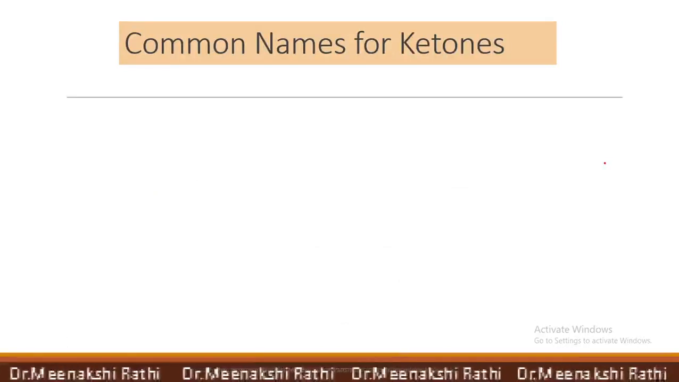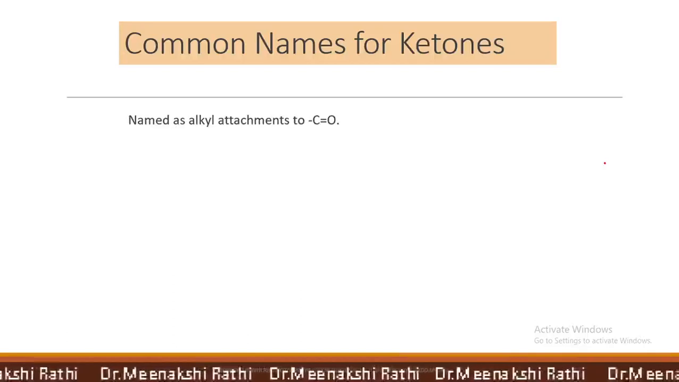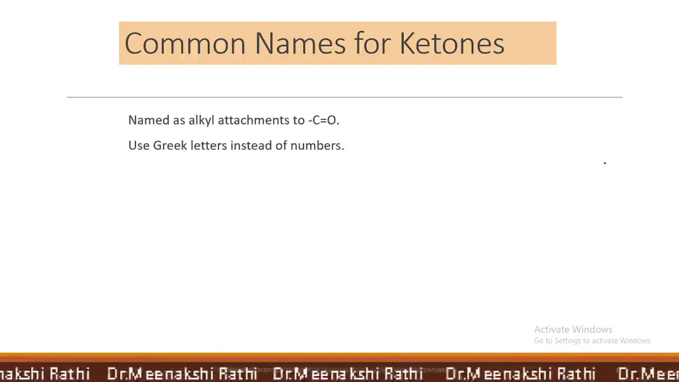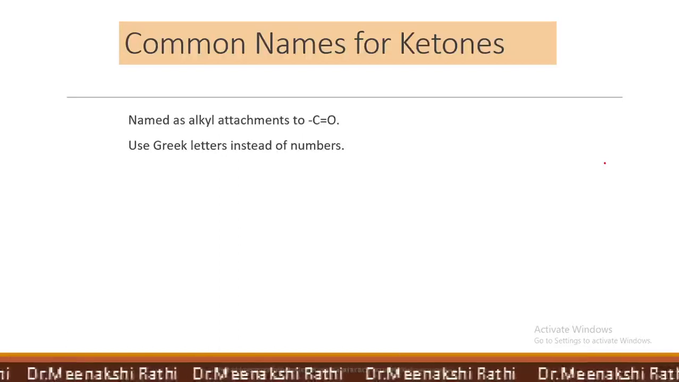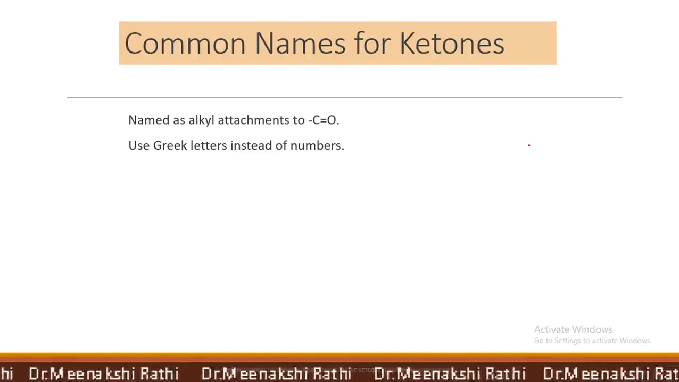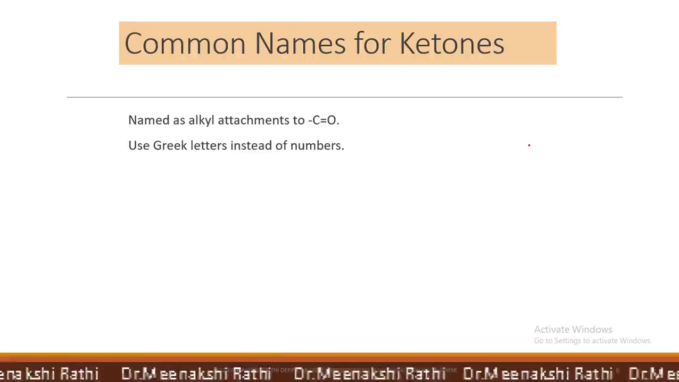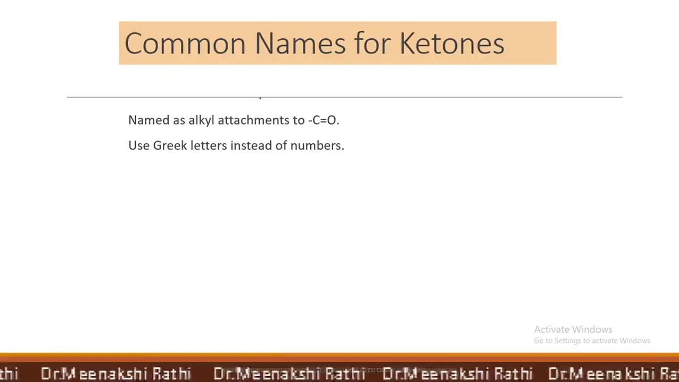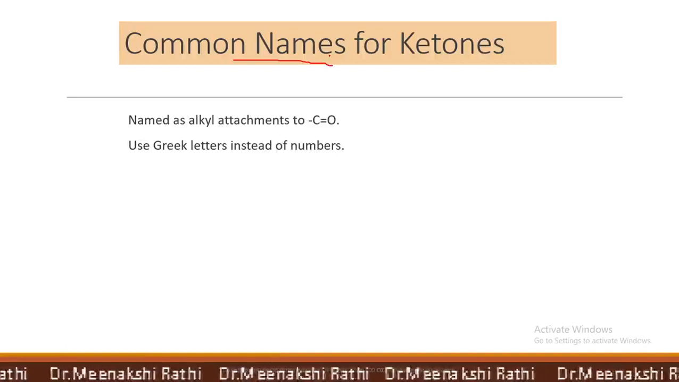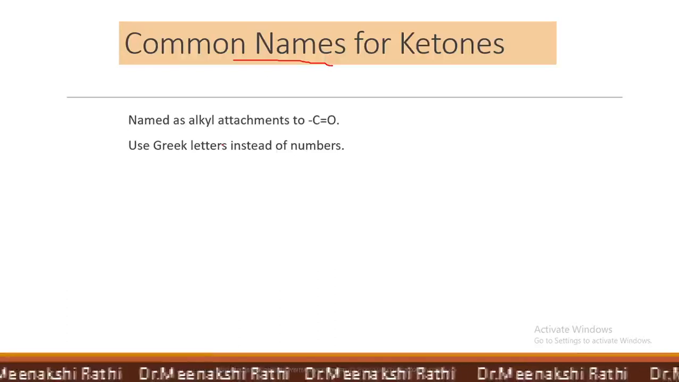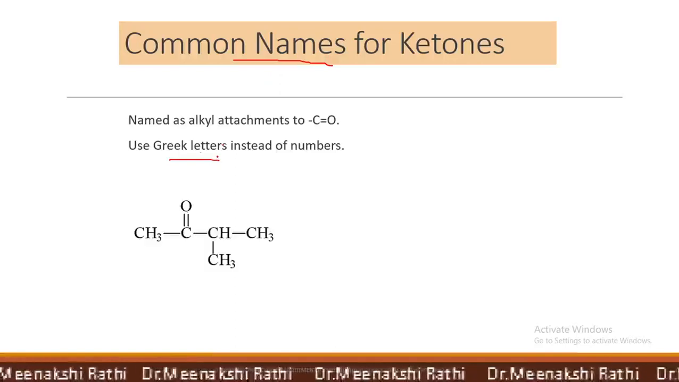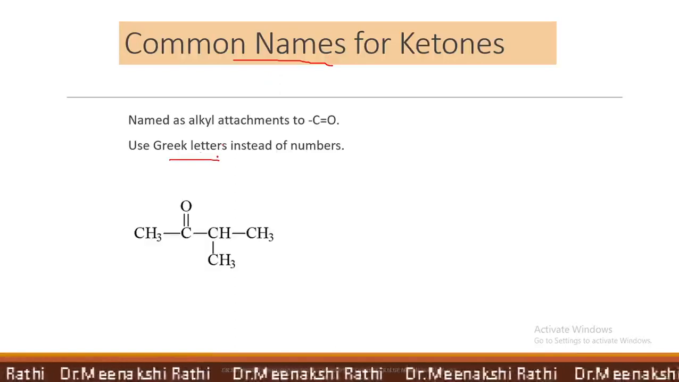So, some common names for ketones. Ketones are named with the alkyl groups attached to the carbonyl group, like ethyl, propyl, and so on. Greek letters are used instead of numbers while writing the common name of either an aldehyde or a ketone. 1, 2, 3, 4 numbering is not given, but Greek letters alpha, beta, gamma, delta are used for the numbering. Now see here the example.